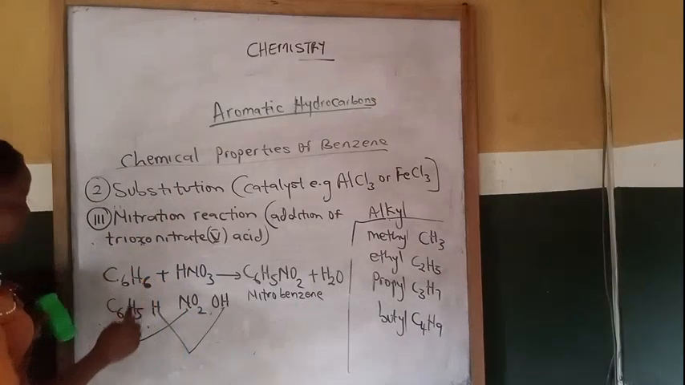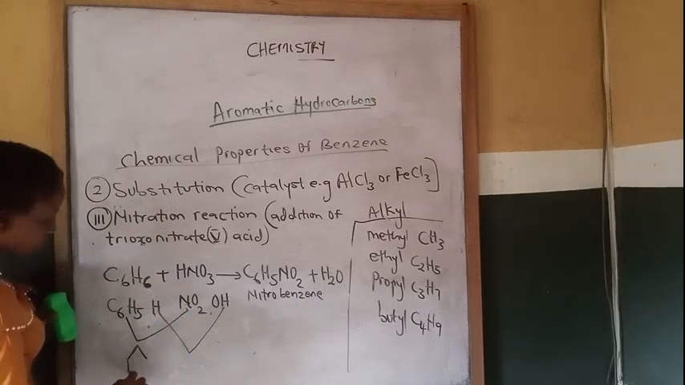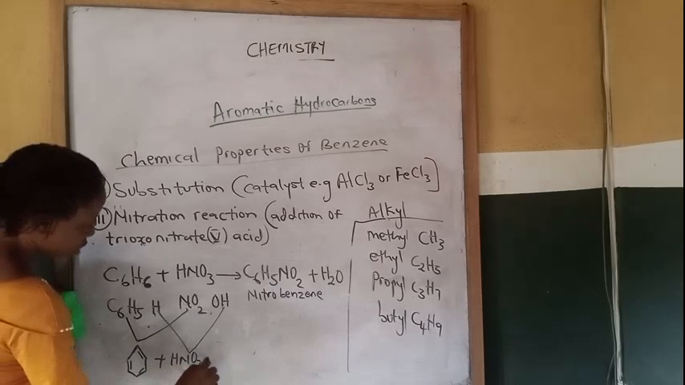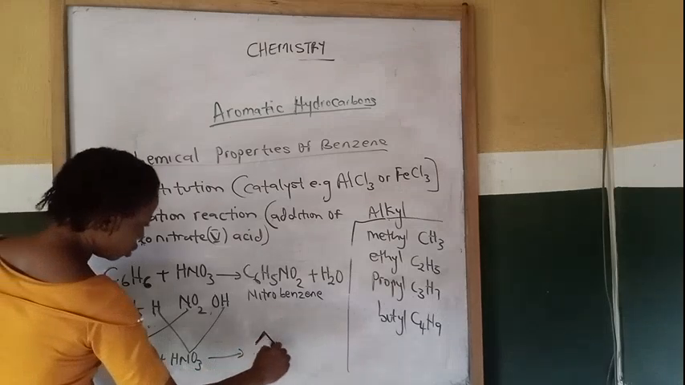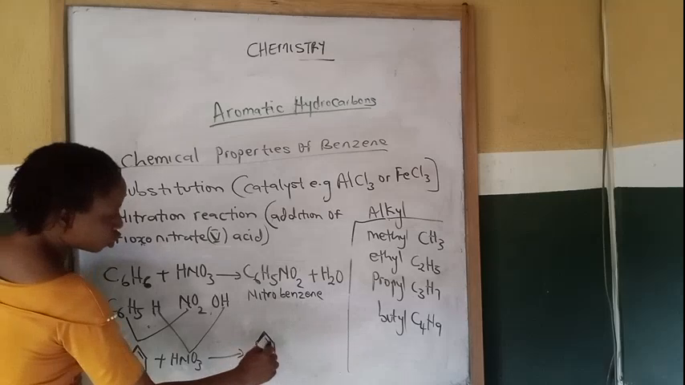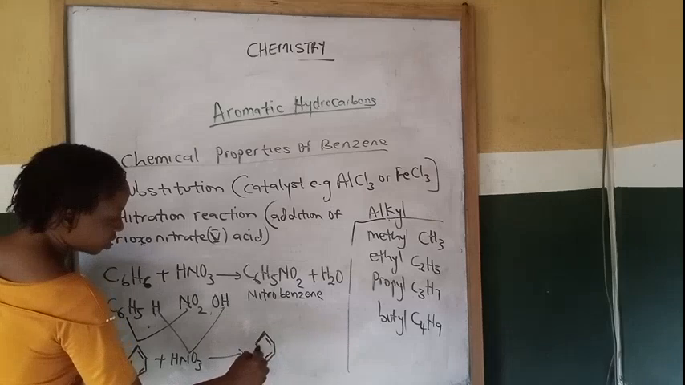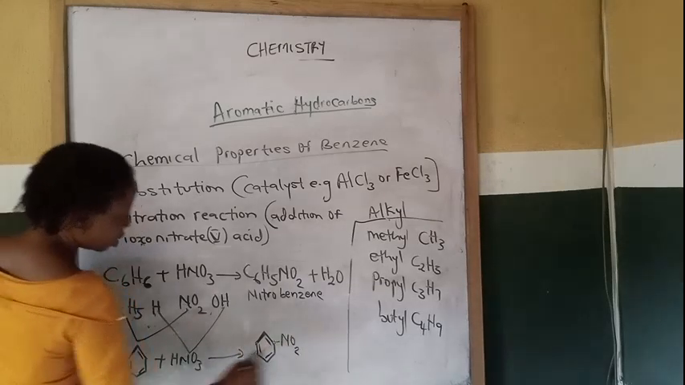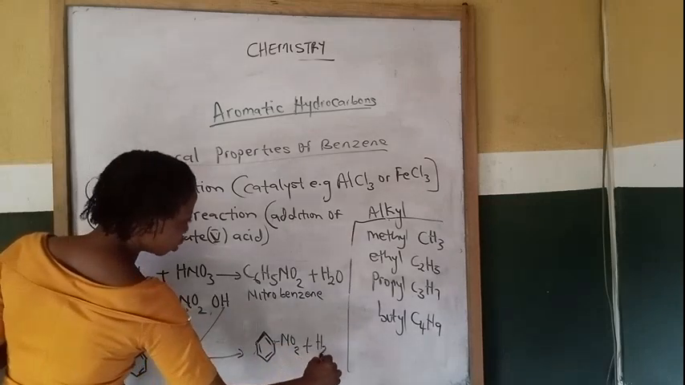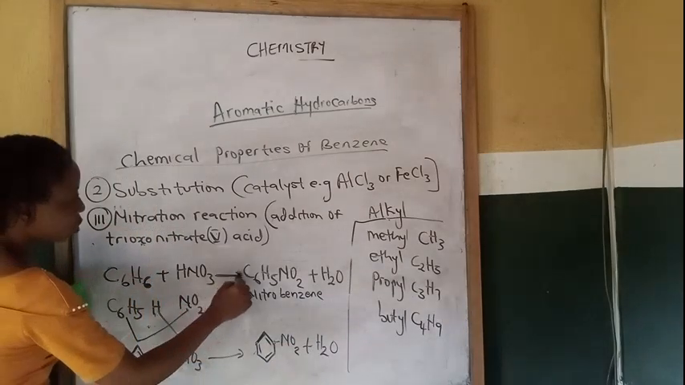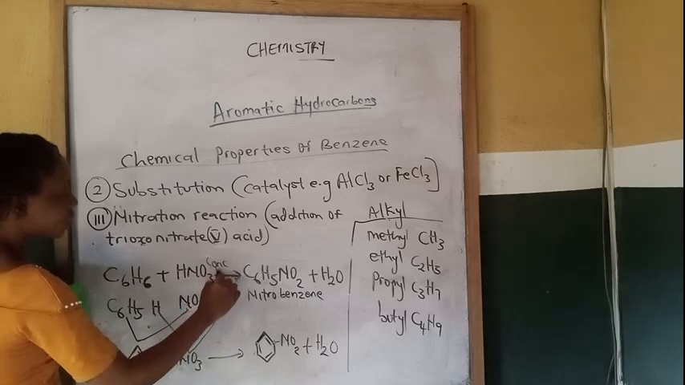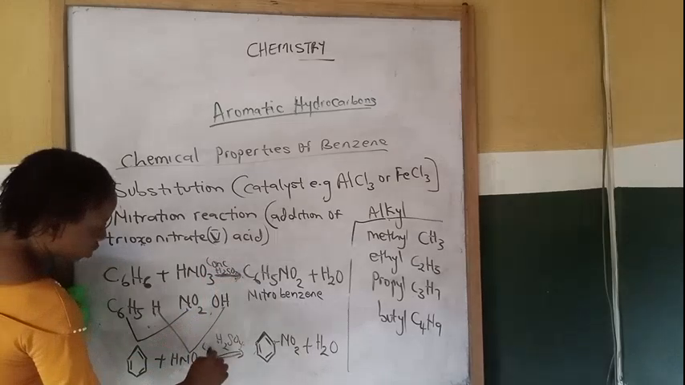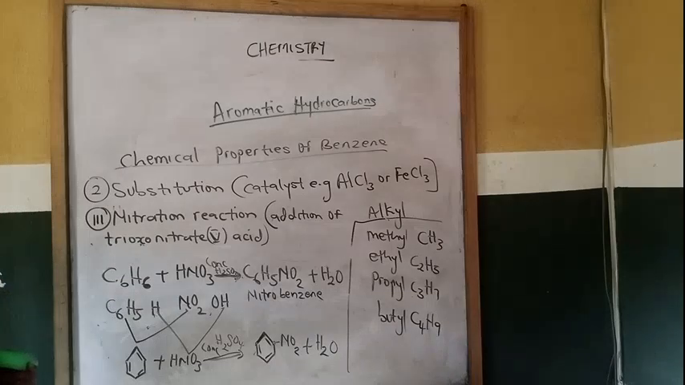Then if you want to use the structural formula method, you draw the structure of benzene, then plus HNO3. So to the structure, you add your nitro. You substitute the hydrogen atom with nitro. You remove the hydrogen atom here, then NO2 will come in. So you attach your NO2, then the hydrogen will combine with the hydroxy group to give us H2O. This is the structural formula form. Then don't forget that the reaction will take place in the presence of concentrated H2SO4. Concentrated H2SO4 is your catalyst during this chemical reaction.